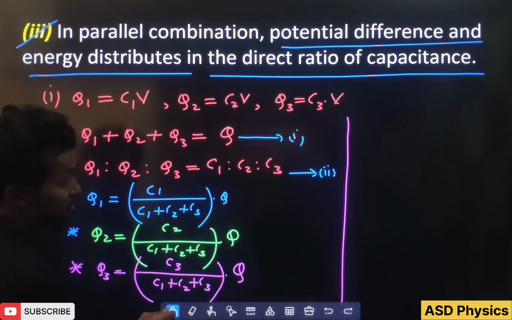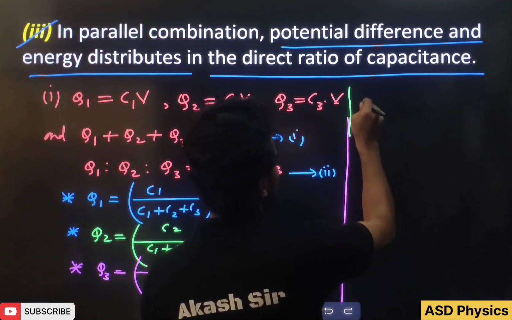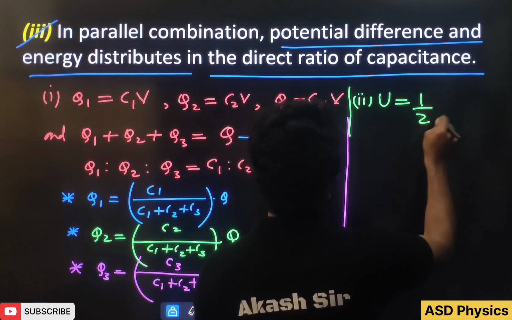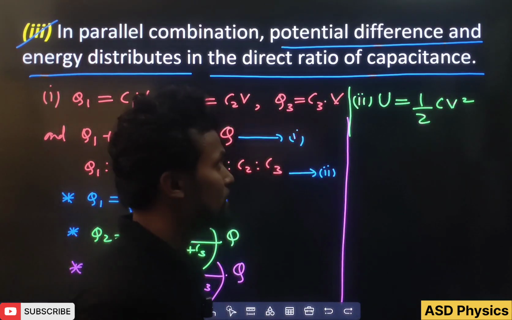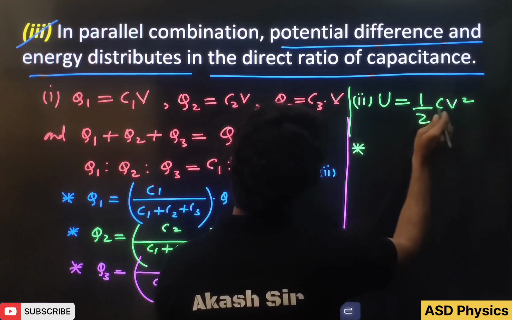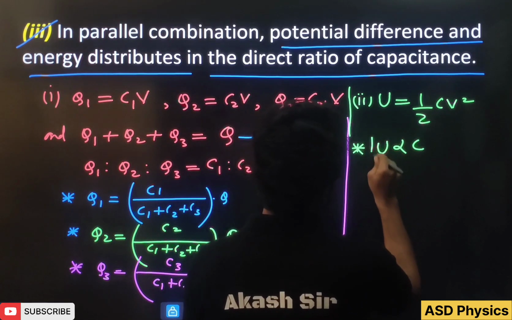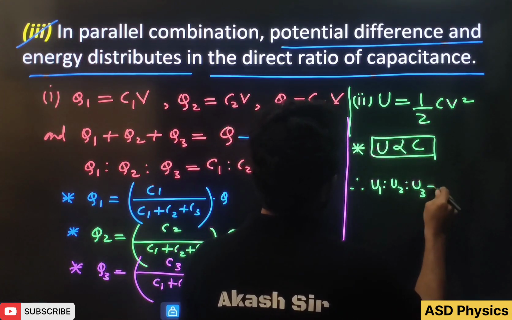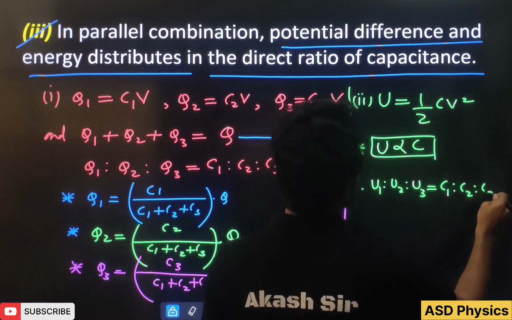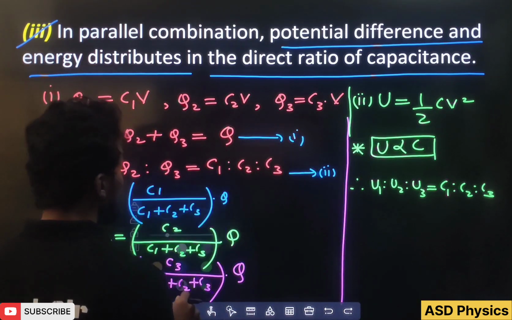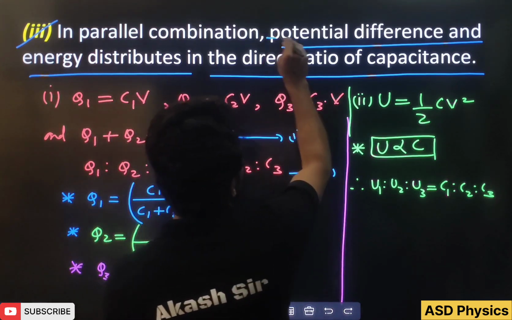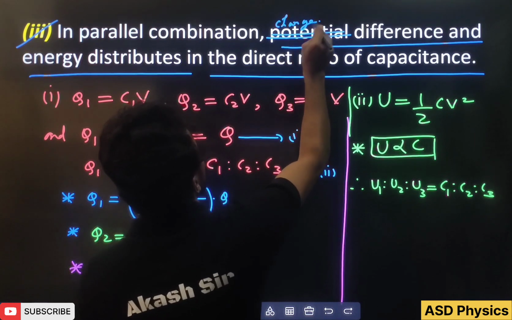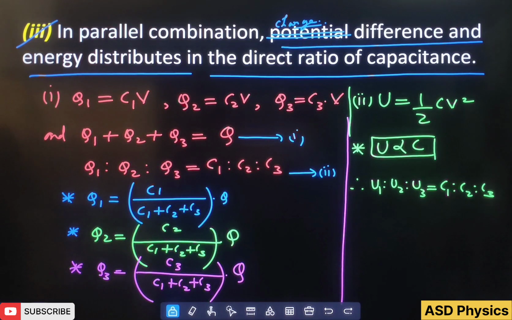Students, if I talk about the energy, for this combination we have to use the formula U equal to half CV square. As the voltage is same, U is directly proportional to C, and hence U1 is to U2 is to U3 is C1 is to C2 is to C3. In a series combination, the potential is divided, but in a parallel combination, the charge is divided. Both the things we have done.